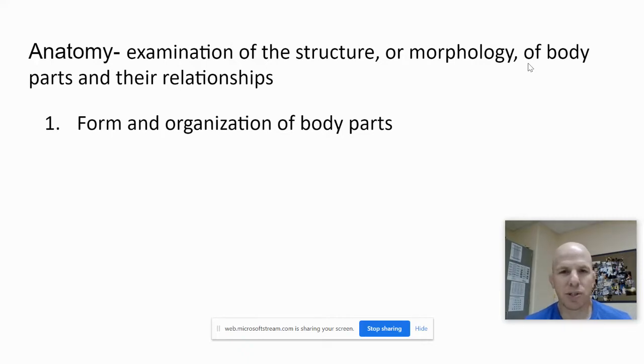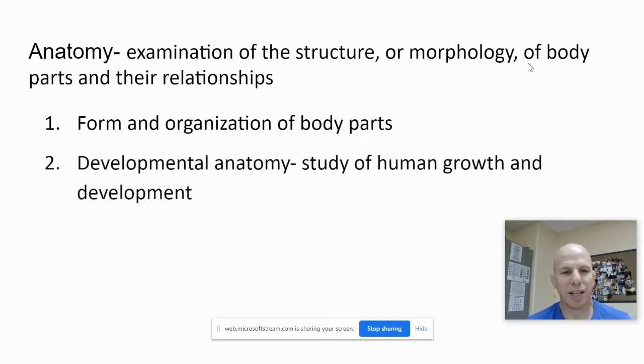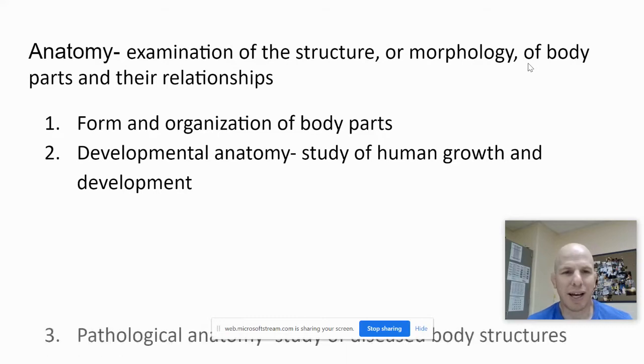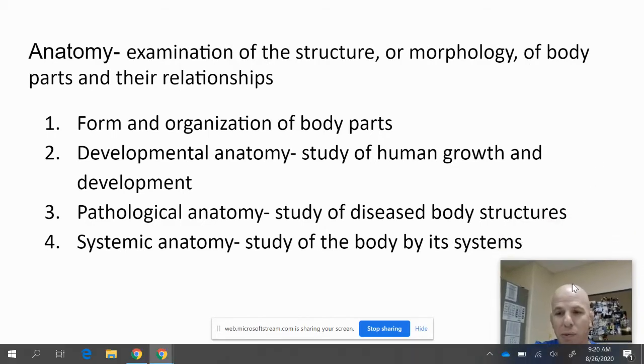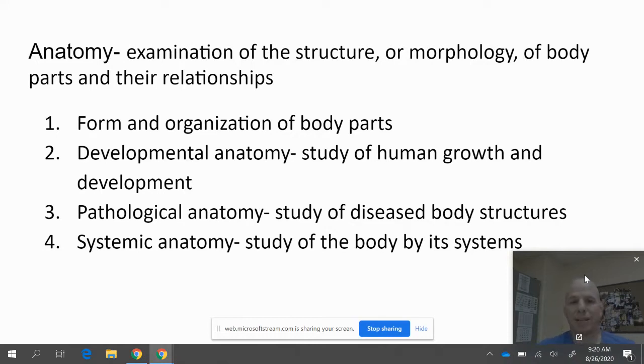So that basically goes into this number one, form and organization of body parts. Now there's three different types of anatomy, and I'll tell you which one we're going to do in just a minute. The first one's called developmental anatomy. So again, anatomy, the form of something. When I say developmental anatomy, I'm saying the study of how something developed. Obviously we develop in our lifetimes, we grew. So we're going to look at how our structures change. How did your bones get longer? How did your muscles get bigger? How did your brain grow?